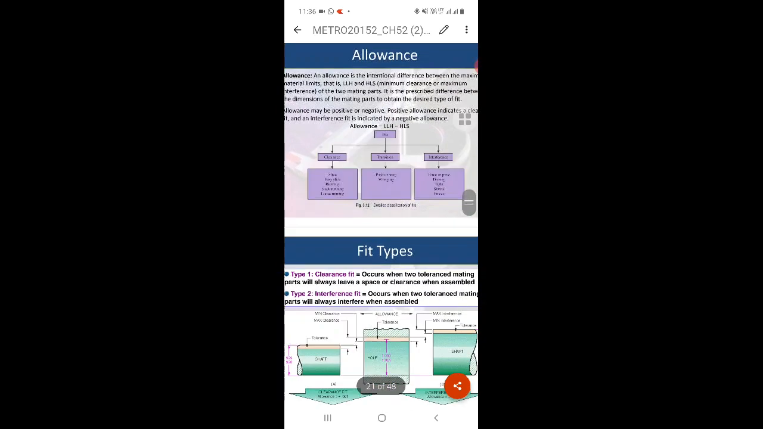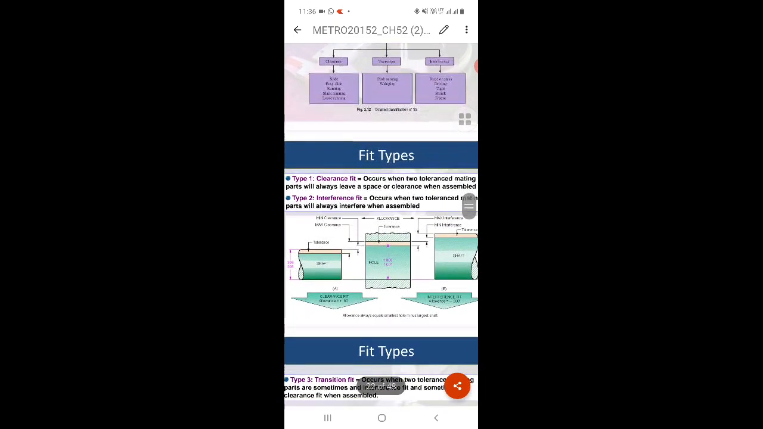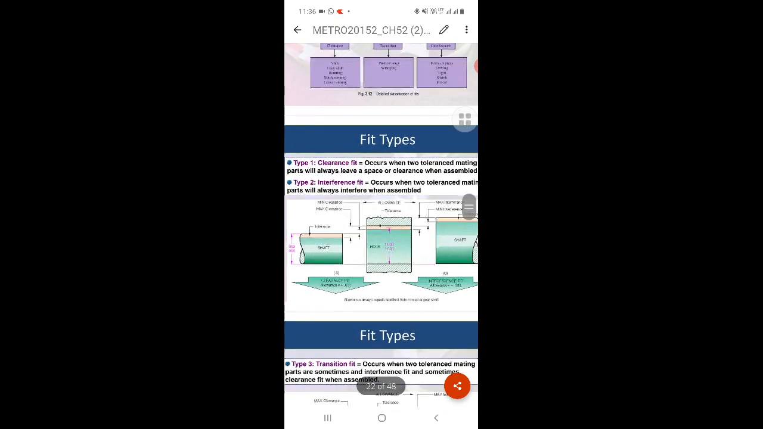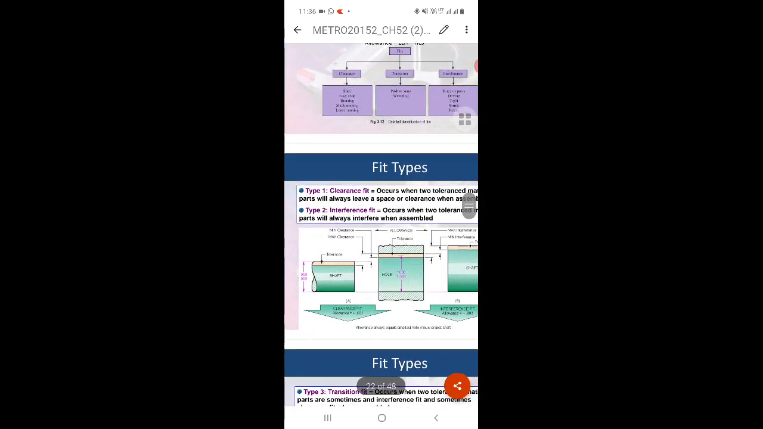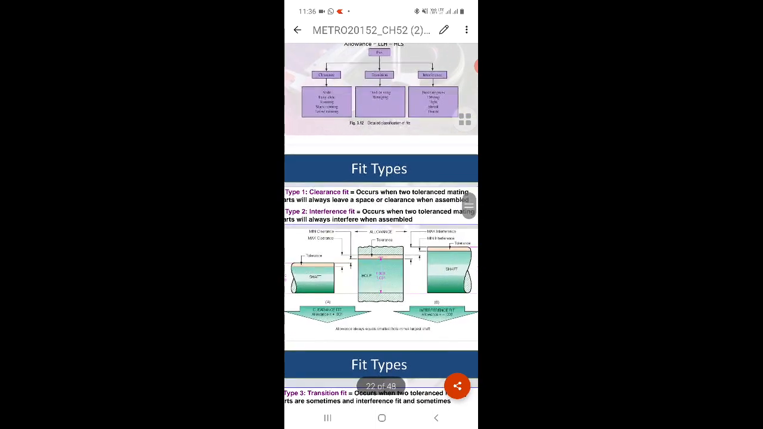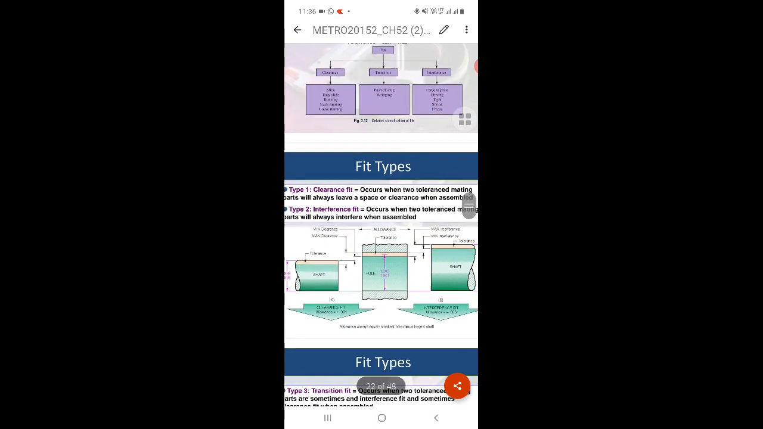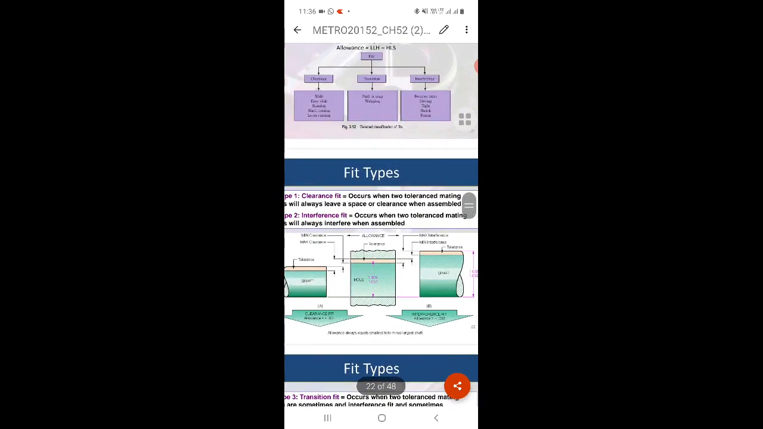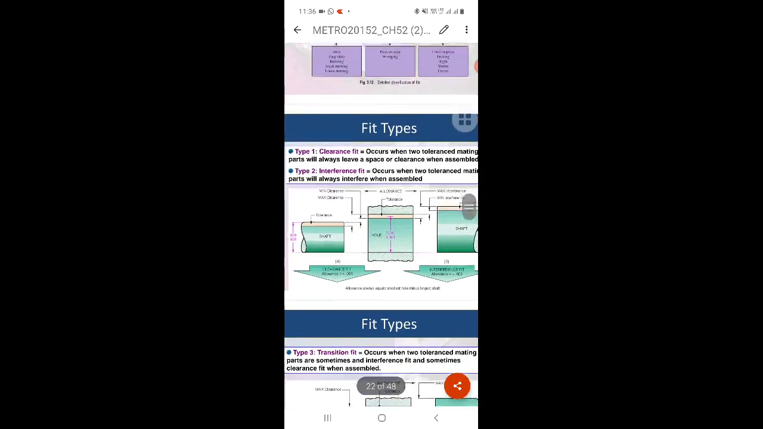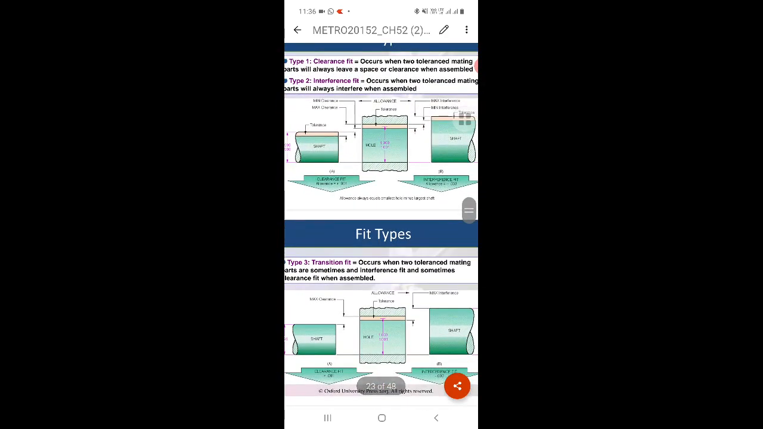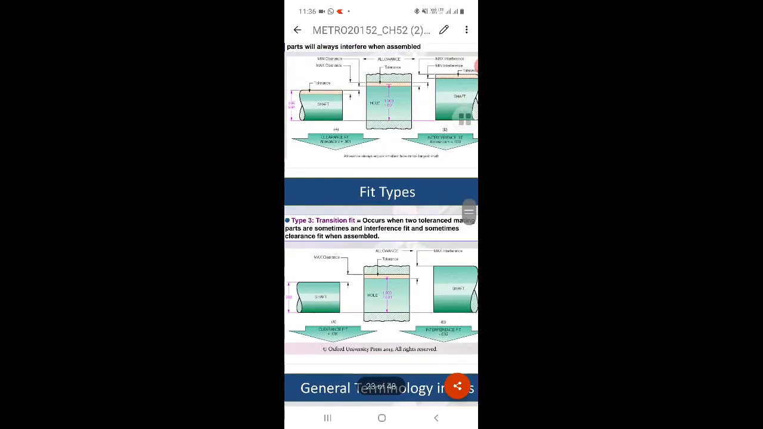These are some characteristics of clearance fit, interference fit and transition fit. A clearance fit occurs when two mating parts always leave space, or clearance is provided. An interference fit occurs when two mating parts always interfere, meaning they intersect with each other. And third, a transition fit occurs when, depending on tolerance, the mating parts sometimes have interference and sometimes clearance.